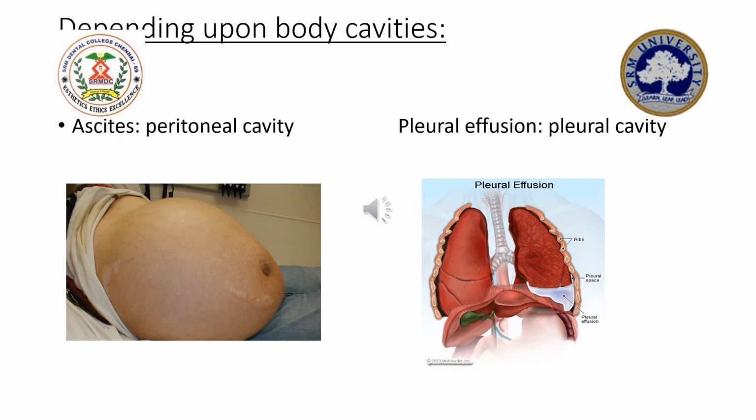On the other hand, the collection of fluid in the pleural cavity is called pleural effusion. So when a person has pleural effusion, it means that the fluid has collected in the space between the lungs and the chest cavity, which is otherwise called the pleural cavity.